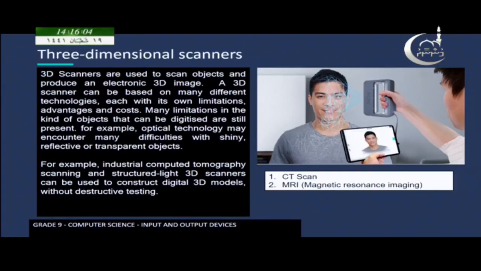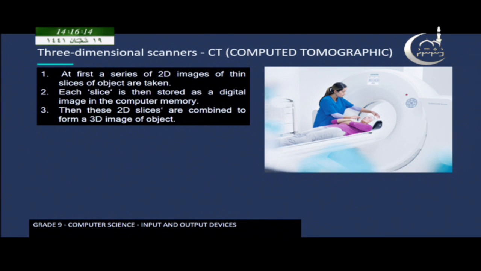MRI stands for magnetic resonance imaging and CT stands for computed tomography. These are medical industry applications of 3D scanners. So, basically when you say computed tomography, let us see how it works. You can get a question like what is tomography, or basically how the CT scan works.